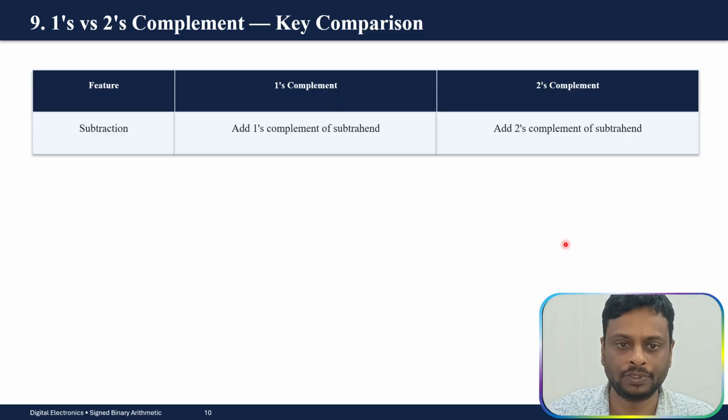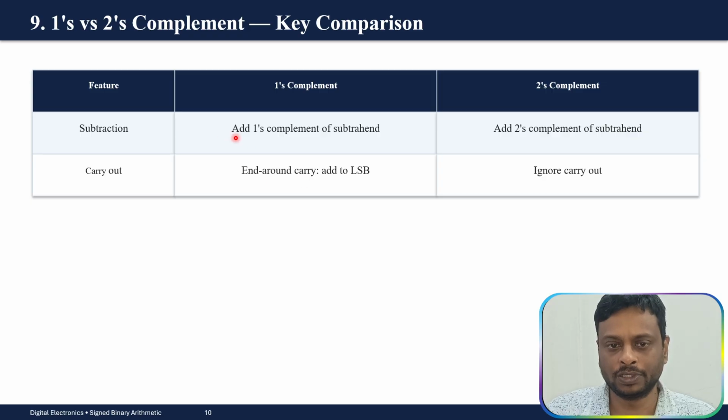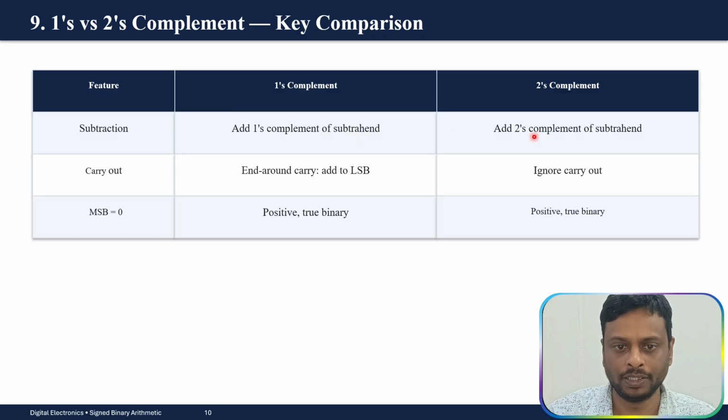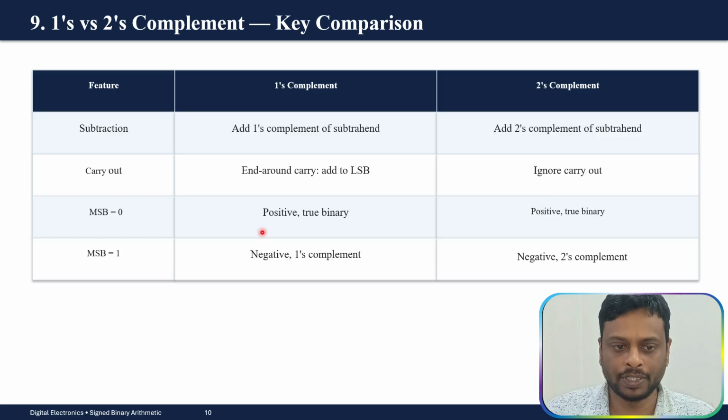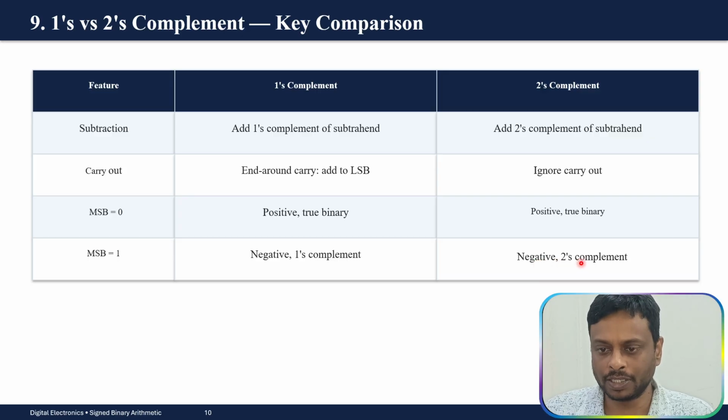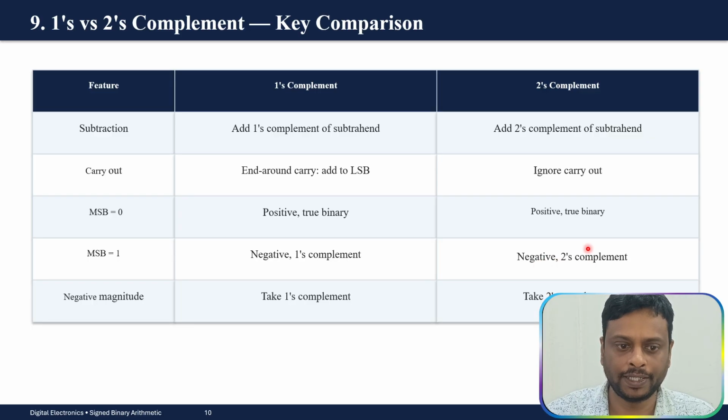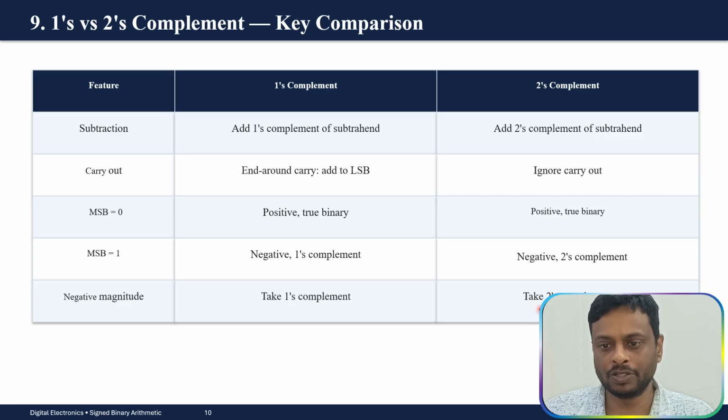Okay, so we have done subtraction. In 1's complement we add the 1's complement of the subtrahend, and here also we add the 2's complement of the subtrahend. If there is a carry out, there is an end around carry, so add it to the LSB. In this case, you have to ignore that carry. If the MSB is 0, the number is positive and in true magnitude form, same as this. Similarly, if the number is negative, you take the 1's complement to get the magnitude part. And in 2's complement, for a negative number you have to take the 2's complement to get the magnitude.